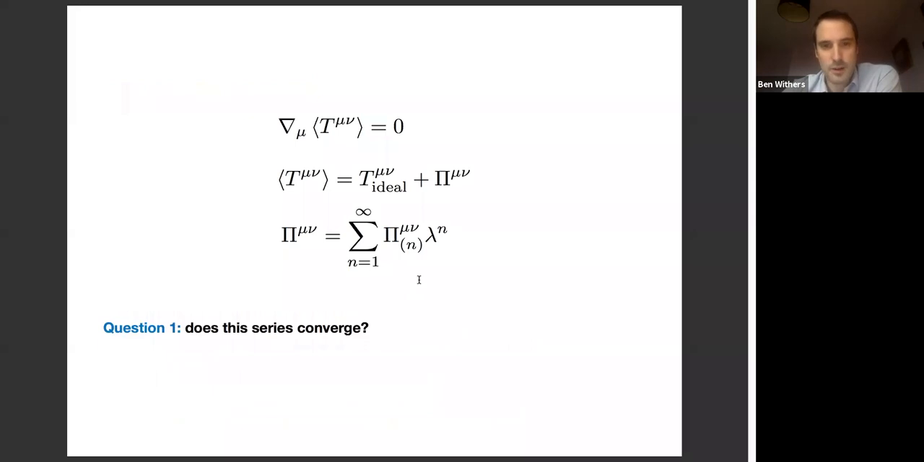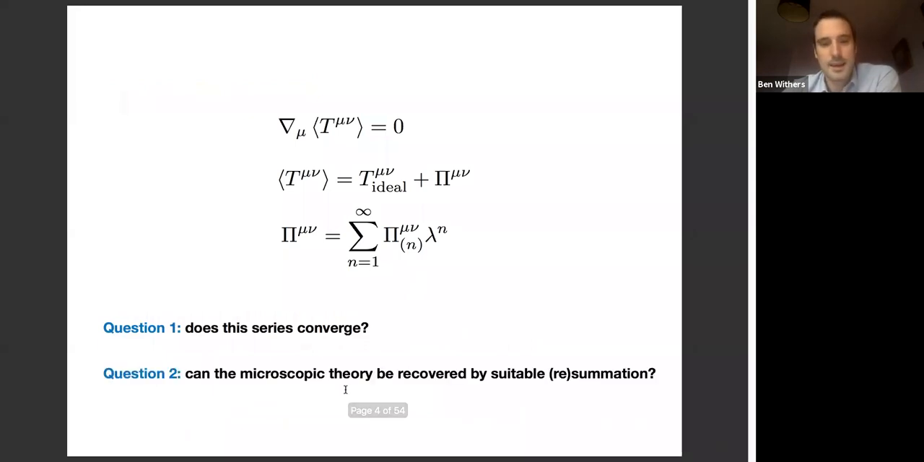As a second question I would like to ask along the way, can you recover information about the microscopic theory by performing a resummation of these terms? What I mean by that is, if you start with a microscopic theory and you construct these constitutive relations, computing these transport coefficients, can you undo that process? Can you say, I'm going to perform a suitable organization and resummation of these terms so that I learn what the original microscopic theory was? Is this step invertible or not? That's the second question.